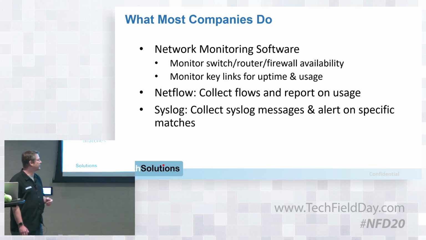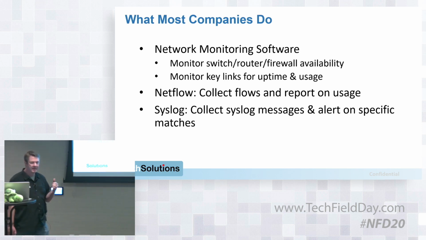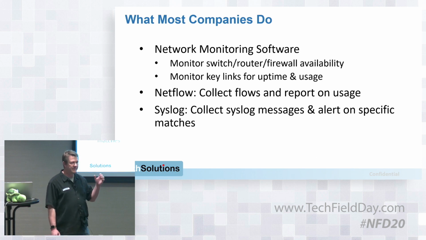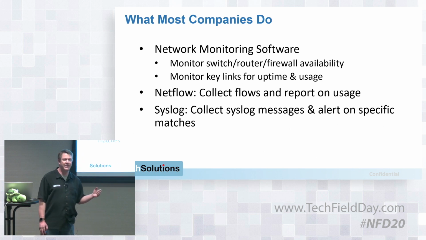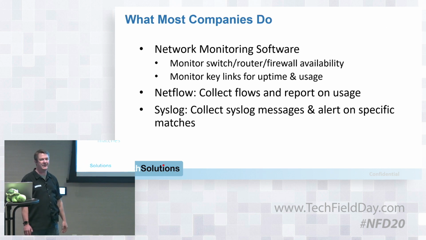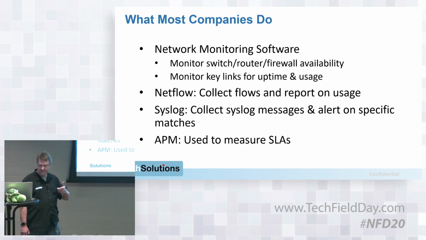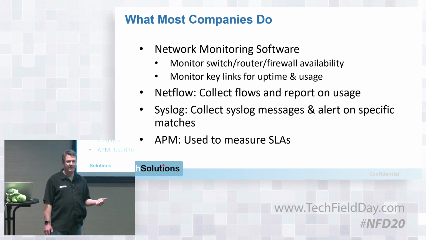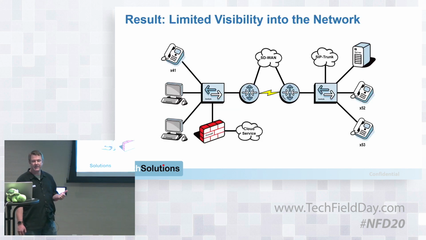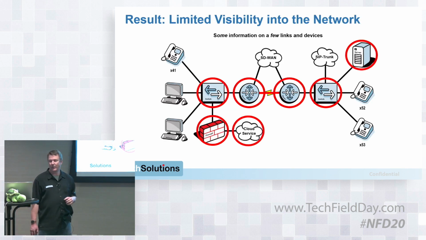So this is really as far as most companies go, because most of their day they have to spend time saying, hey, we got a new office opening up, we have SD-WAN, we have new technology we have to deploy. So this is as far as many companies get. They just don't get any further. And I forgot, they'll also set up some APM to be able to monitor and measure for SLAs. So that results in limited visibility into what's going on.